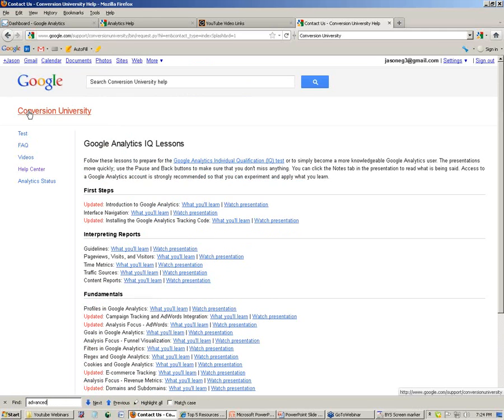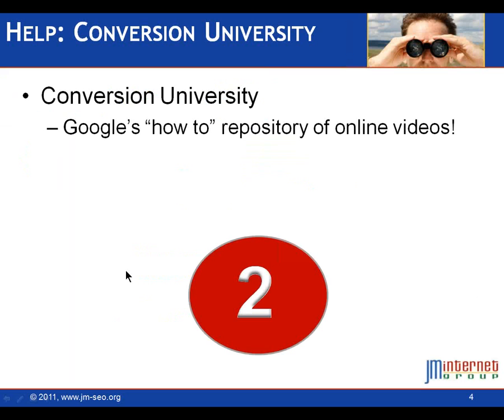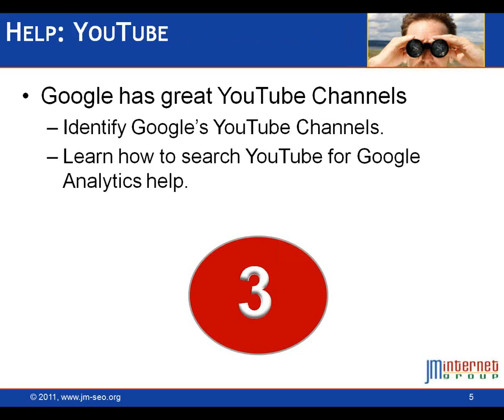And again, it's called Conversion University. It's kind of got a silly name. Would have been better if they'd called it Analytics University. So find it through doing a Google search. That's the number 2 really important way to get help with analytics.